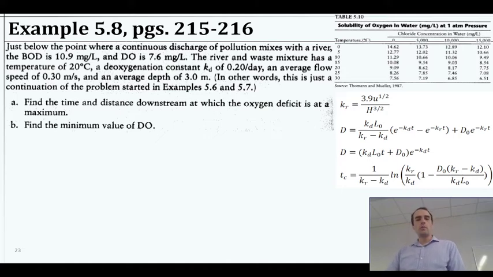All right, and this problem says A, find the time and distance downstream at which the oxygen deficit is at a maximum, and B, find the minimum value of dissolved oxygen that occurs for this system. I've got the equations we went over last time here. So take a few minutes and work on that. I will join you in a couple minutes to help guide you along. Give that a few minutes and see how you feel about it.